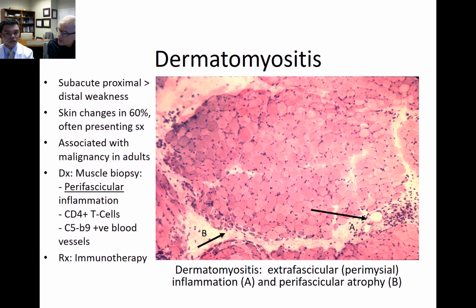One other thing to note is that this can be associated with a malignancy in adults as well. So that's something to watch out for if you make this diagnosis. It is also important to make this diagnosis because just like polymyositis, it responds to a lot of the same immunotherapies that we had mentioned for polymyositis as well. And then there's some features with the dermatomyositis on the muscle biopsy that are notable too.